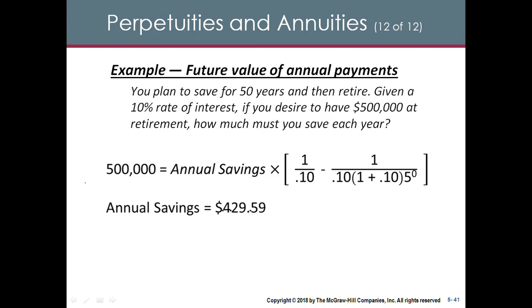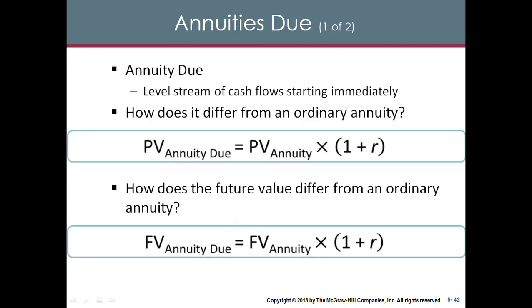Notice that here the future value is given, that is 500,000, but they haven't given us the present value. So we could solve for C, which is missing in this case. R is given, 10%, and the number of years is also given, 50. Please correct that, that is 50. So when you solve this equation, you will get 529.59.